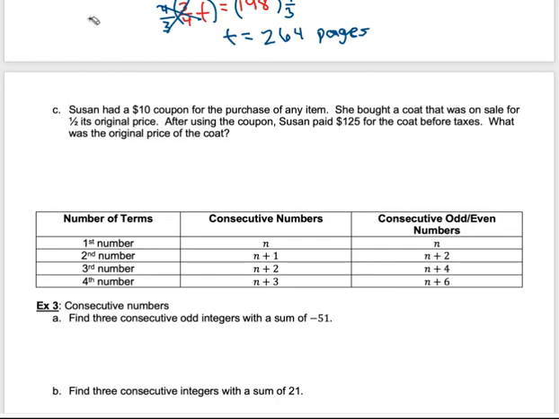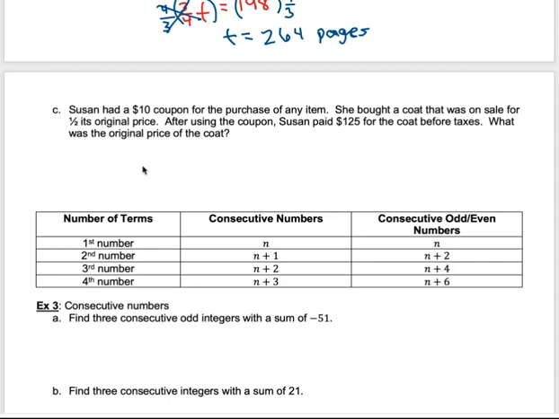Okay, so Susan has a $10 coupon for the purchase of any item. She bought a coat that was on sale for half of its original price. After using the coupon, Susan paid $125 for the coat before taxes. What was the original price of the coat?